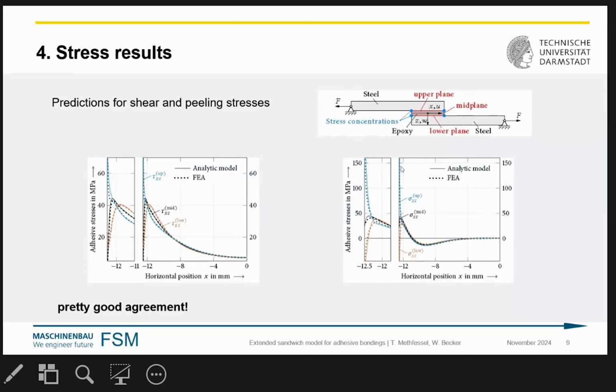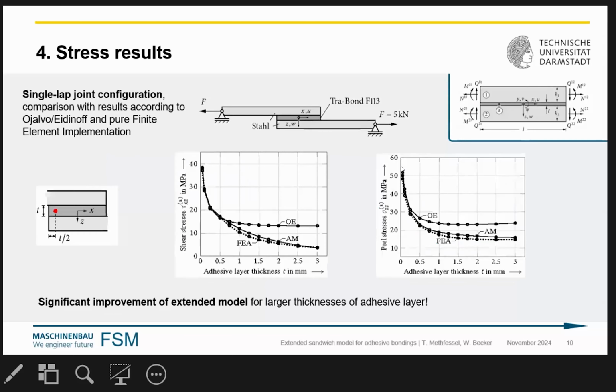And here on the right-hand side, you see the peeling stresses and also with the stress concentration on the left side. And of course, in the shear stresses, we have also strong stress concentrations, which may be detrimental. And here again, a good correspondence between the calculation approaches.